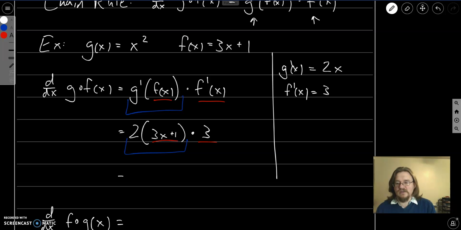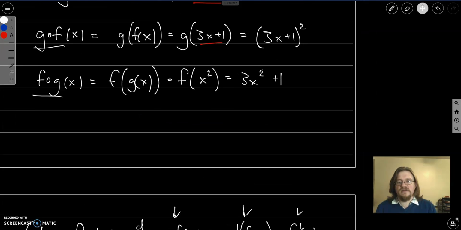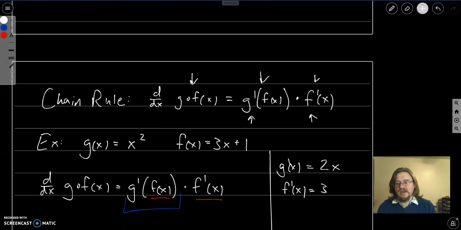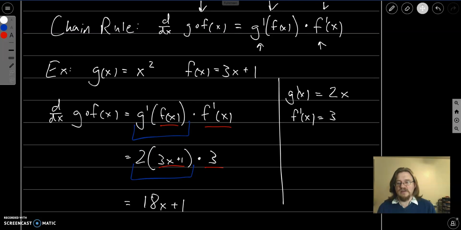And then this is something that we can simplify. So this is going to be 2 times 3 is 6, times 3x plus 1, that's going to be 18x plus 6. And if we were to come up here and see, oh, here's our g of x, we could expand this if we wanted to. It's not that difficult to take 3x plus 1 times 3x plus 1, and we should be able to get the same thing.